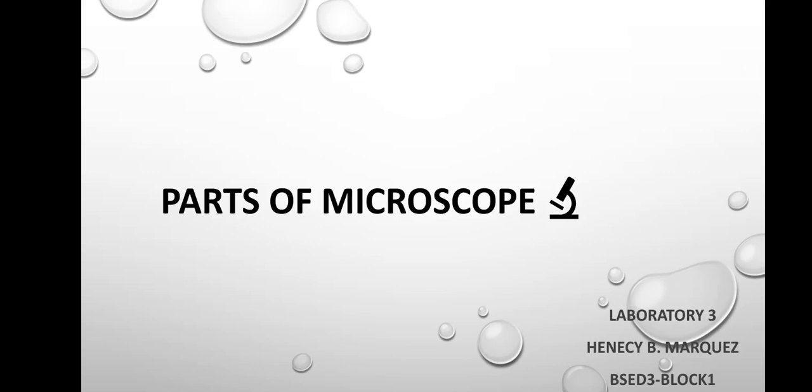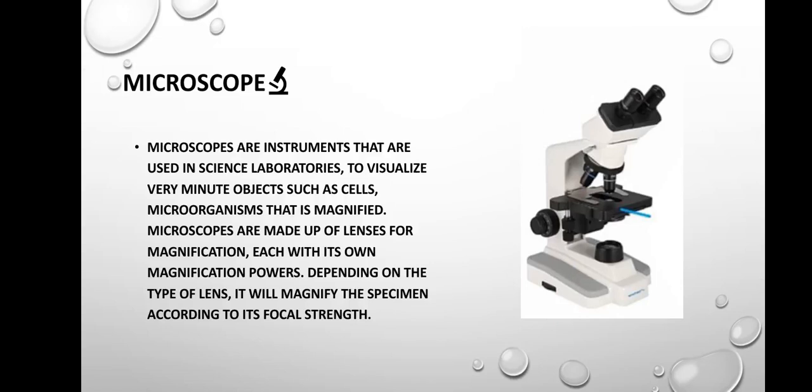Today we will be discussing the parts of microscope. So first, what is microscope? Microscopes are instruments that are used in science laboratory to visualize very minute objects such as cells and microorganisms that are magnified. Microscopes are made up of lenses for magnification, each with its own magnification powers. Depending on the type of lens, it will magnify the specimen according to its focal strength. In short, microscope is an instrument that is used to magnify a small object.